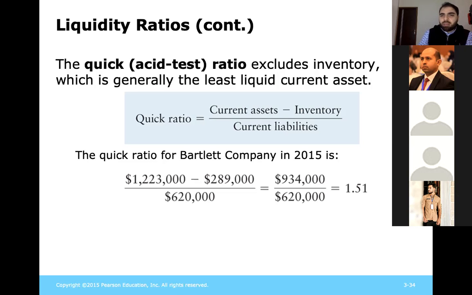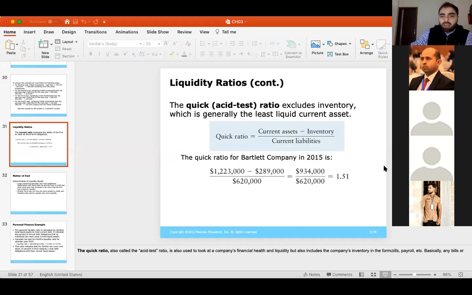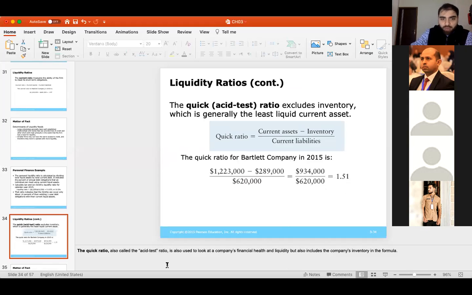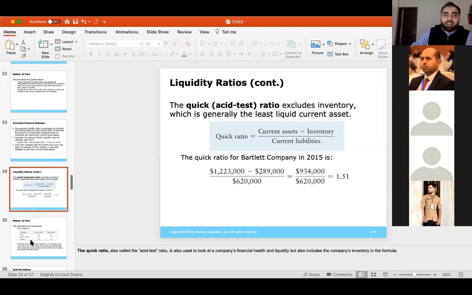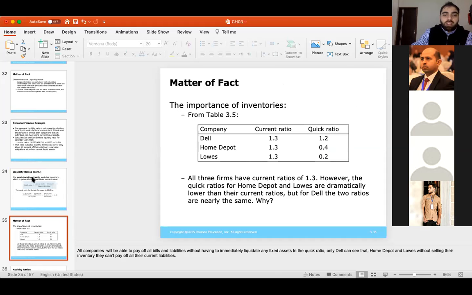Okay, what is the idea behind the quick ratio? Sometimes they call it the acid test. It also looks at the company's financial health and liquidity, but it excludes the company's inventory. So we have to deduct the inventory from the equation. Why do we have to deduct the inventory from the equation?